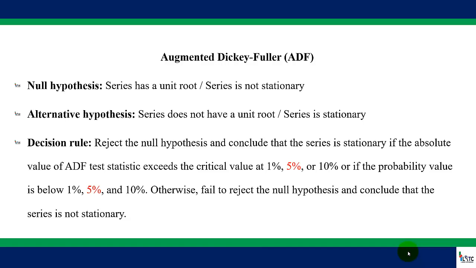Now for the decision rule, this is the guide. Reject the null hypothesis, that is, the series is not stationary, and conclude that the series is stationary if the absolute value of the ADF test statistic exceeds the critical value at 1%, 5%, or 10%, or if the probability value is below 1%, 5%, or 10%. Otherwise, fail to reject the null hypothesis and conclude that the series is not stationary.